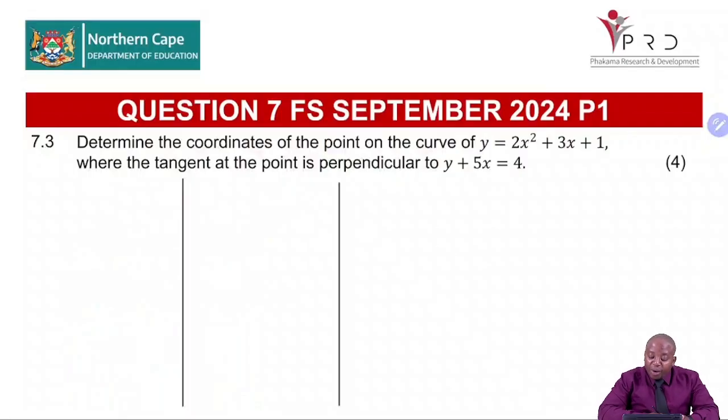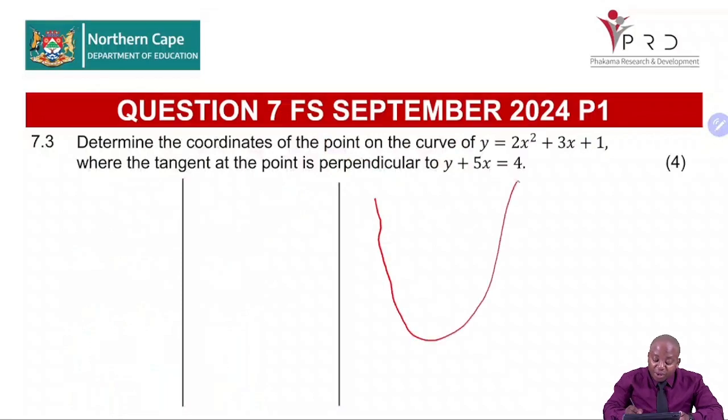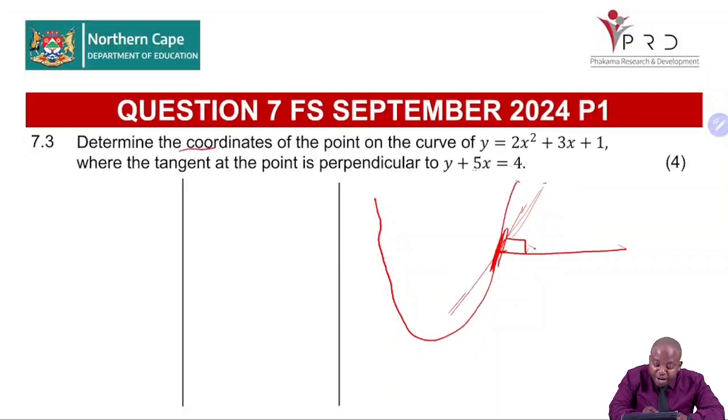Okay, so what are we told here? We are told the following. We have a curve, and we are told that we have a certain tangent. So a tangent is a line that is going to move. At that curve, at that point, we have a tangent, and this tangent is perpendicular to the line. So we can have another line here. It's perpendicular to the line y plus 5x minus 4. And we are looking for the coordinate of this point.